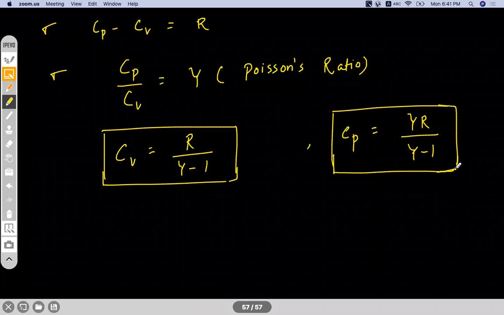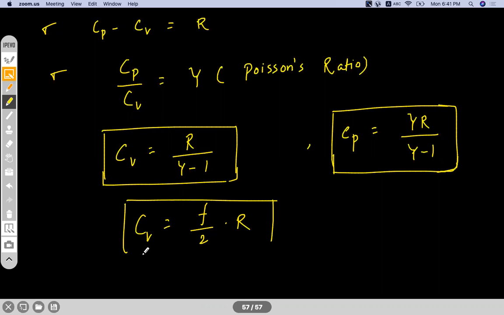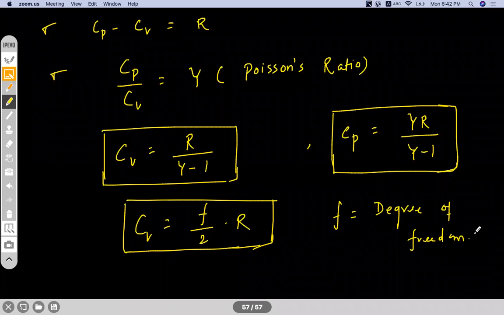Okay. In terms of degree of freedom, if you see, the formula of CV, you must remember, it is F by 2 into R. F is the degree of freedom. What is the value I'll give you? But this formula you must memorize. F is the degree of freedom. Okay, now you see this. All these relations we have done.